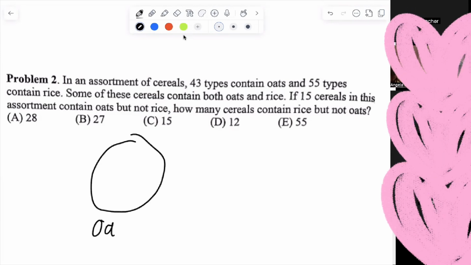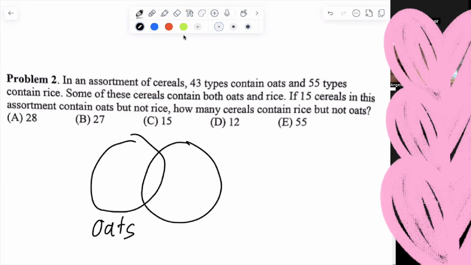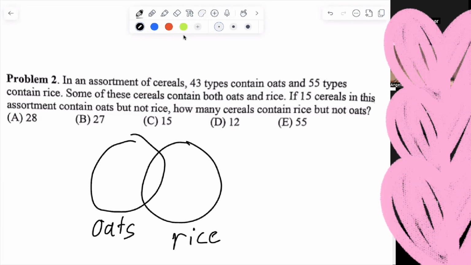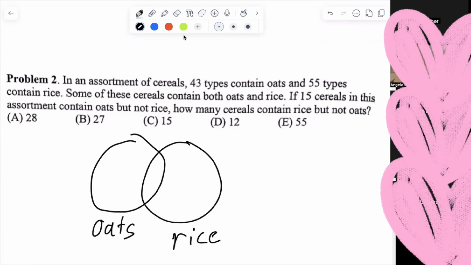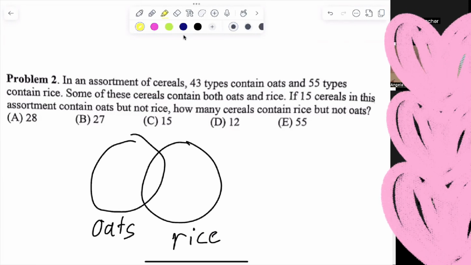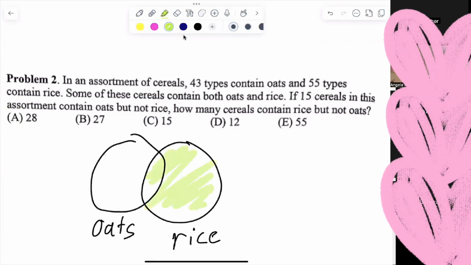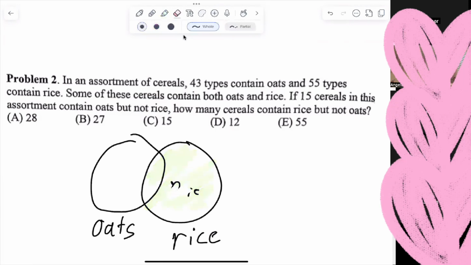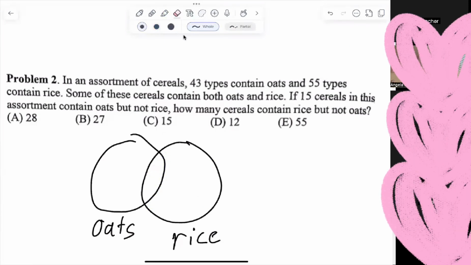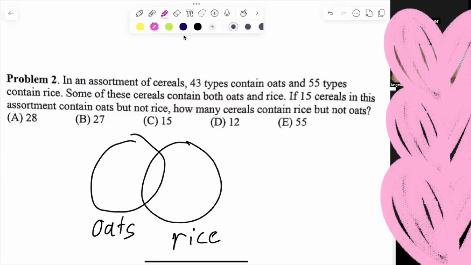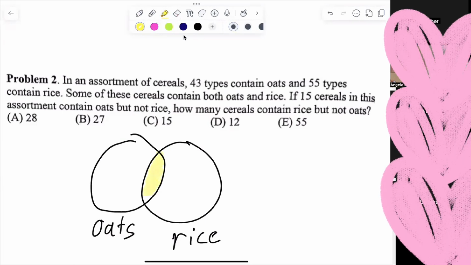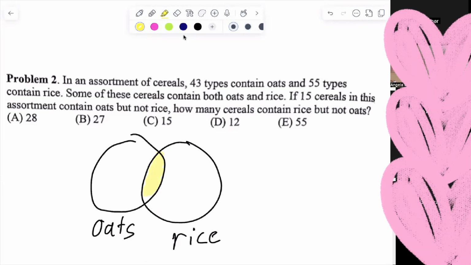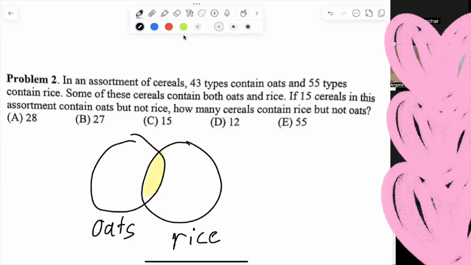So this is oats and this is rice. Now 55 contain rice. We're saying that this entire area, this area I shaded in green, is just rice. But this also means it's including the intersection. You see this intersection I'll shade in yellow? That intersection is being included in the 43 types that contain oats and the 55 types containing rice. Right? So keep that in mind carefully.